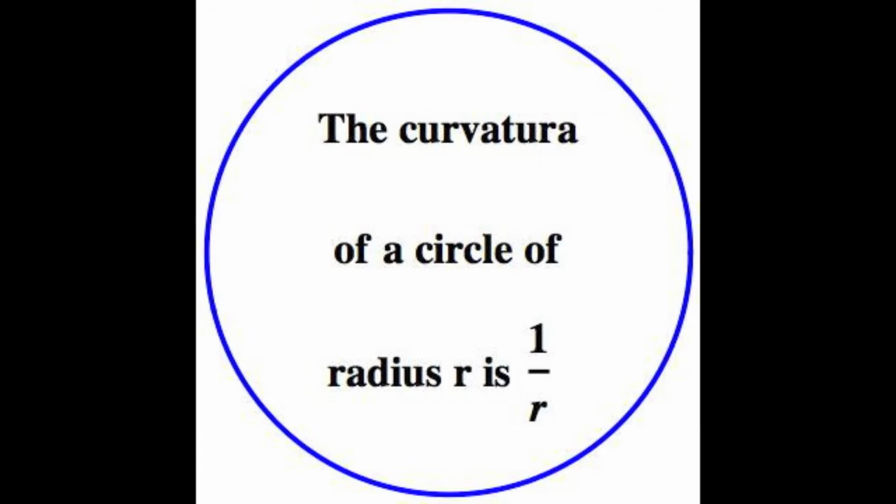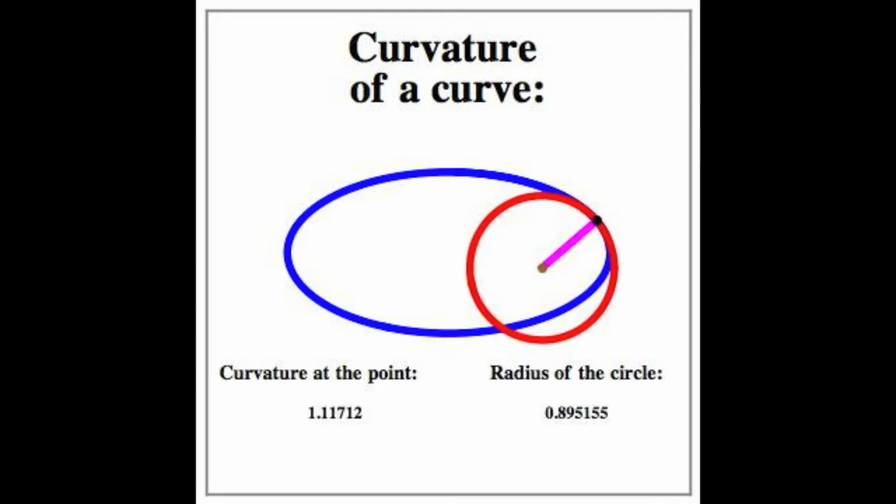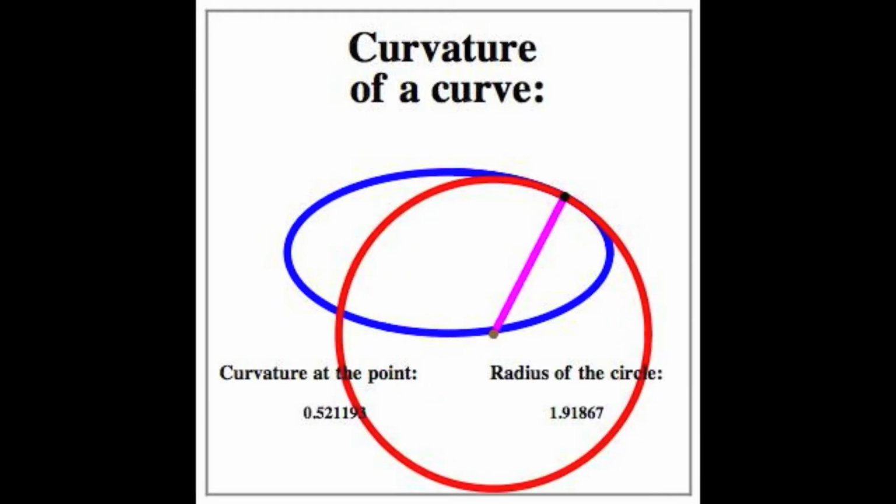For a general curve, we notice that some parts have more curvature than others. For this reason, it is natural to define the curvature of the point in the curve and not the curvature of the whole curve. We define the curvature at a particular point to be the curvature of the circle that best fits the curve near that point.